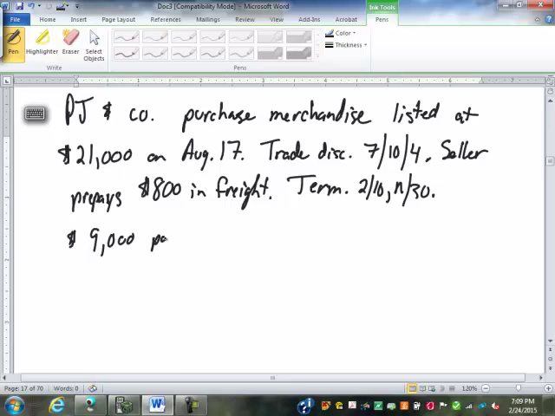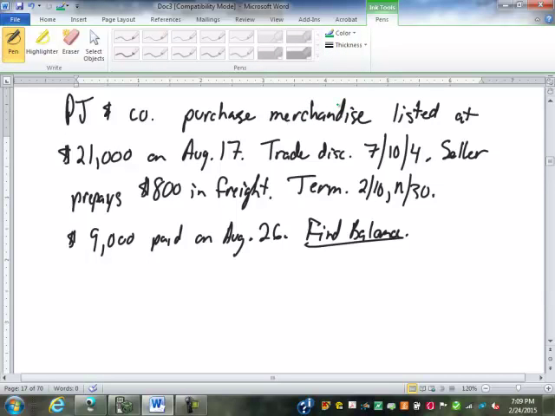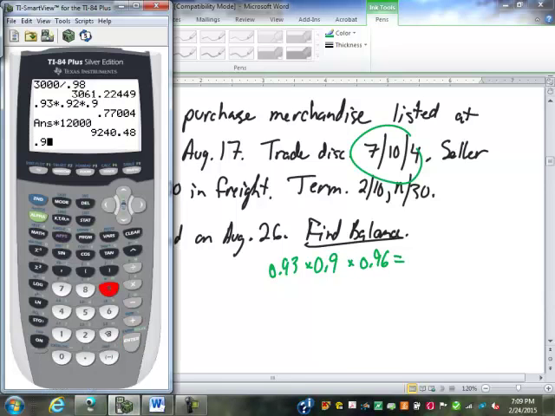$9,000 is paid on August 26th. Find the balance. Where do we go? Tell me what to do. We start out with the trade discount. So that's 0.93 times 0.9, or 0.90 if you wanted to, times 0.96. So 0.80352.